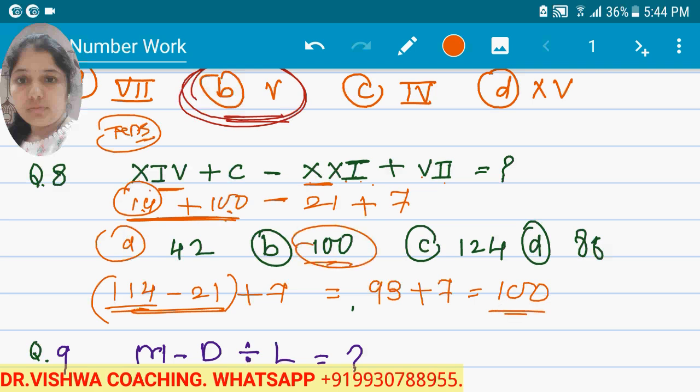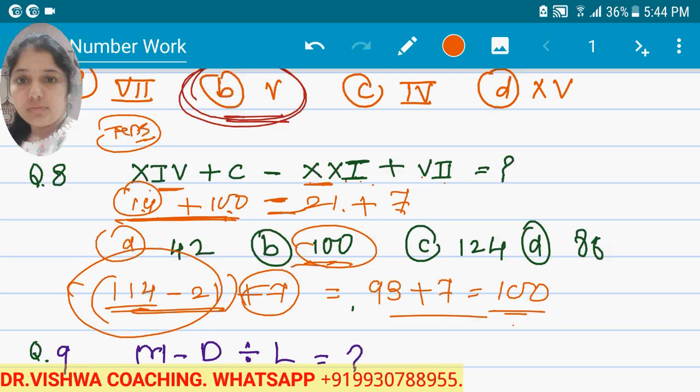You can do it another way also, minus 21 plus 7 minus 14, but you don't have the integers right now, or you don't have any idea about how to do the operations on integers. So go step by step. First add this, then subtract 21 from the answer and then add 7 to the answer. So your answer is 100.